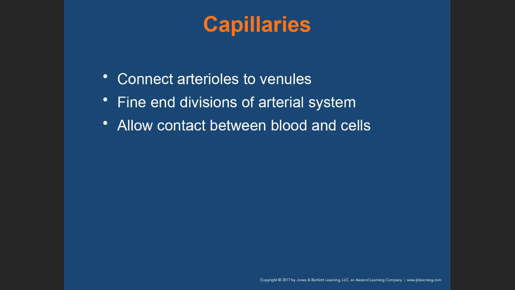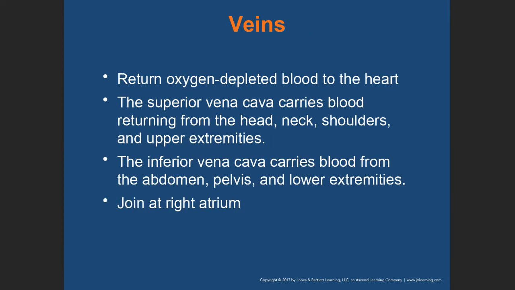Now, capillaries connect arteries to arterioles to venules. Fine end division of the arterial system allows contact between blood and cells. Veins return oxygen-depleted blood to the heart. The superior vena cava carries blood returning from the head, neck, shoulders, and upper extremities. The inferior vena cava carries blood from the abdomen, pelvis, and lower extremities, and they join at the right atrium.